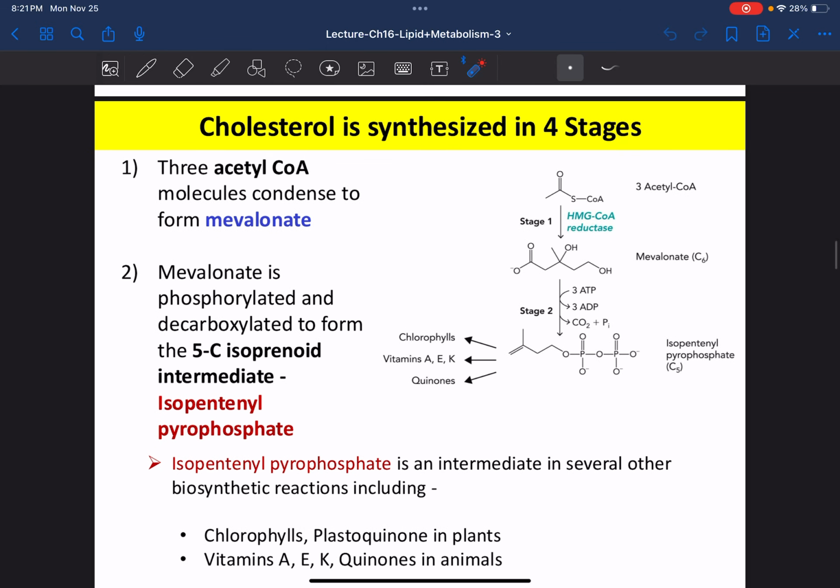So cholesterol is synthesized in 4 stages. The first stage being where 3 acetyl-CoA molecules condense to form mevalonate, as you can see here. And the second is where mevalonate is phosphorylated and decarboxylated to form the 5C isoprenoid intermediate, known as isopentenyl pyrophosphate, which is an intermediate in several other biosynthetic reactions, including chlorophylls and plastoquinone in plants, vitamins A, E, and K, and quinones in animals.